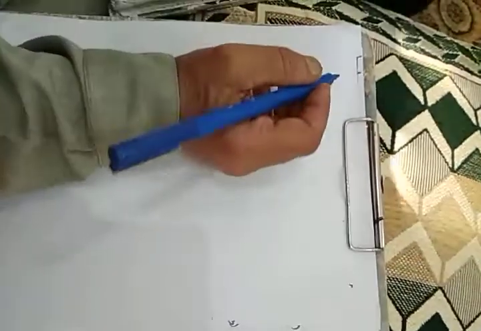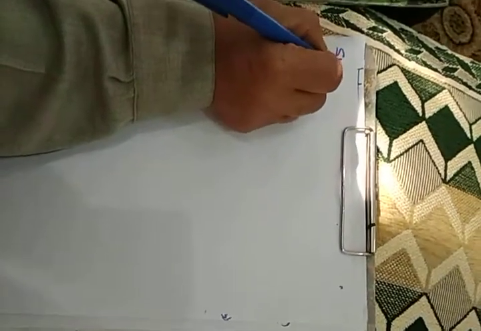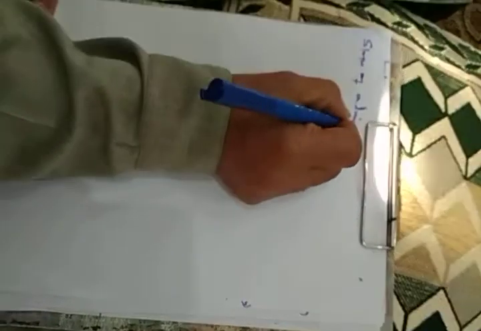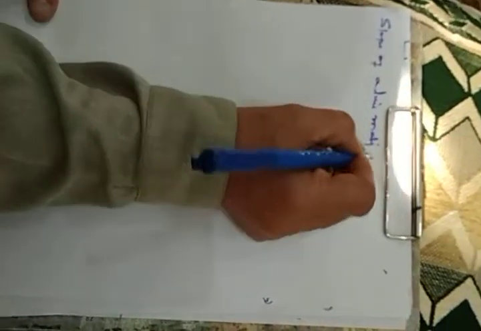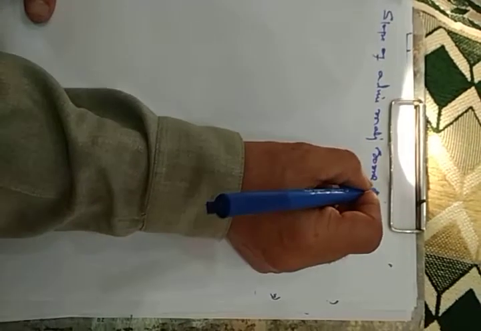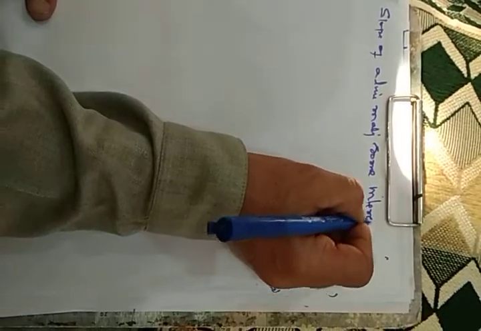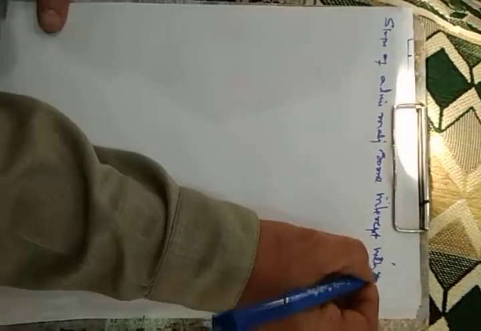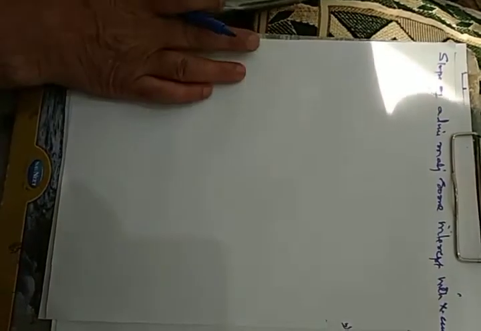Now let's do the slope of a line which is making some intercept with the axis. Slope of a line making some intercept with the axis.